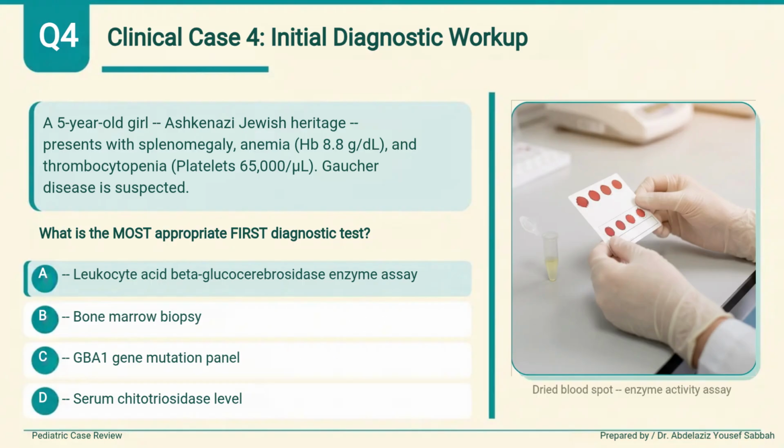Clinical Case 4. A 5-year-old girl of Ashkenazi Jewish heritage presents with splenomegaly, anemia with a hemoglobin of 8.8 grams per deciliter, and thrombocytopenia with platelets of 65,000 per microliter. Gaucher disease is suspected. What is the most appropriate first diagnostic test? Option A, leukocyte acid beta-glucocerebrosidase enzyme assay. Option B, bone marrow biopsy. Option C, GBA1 gene mutation panel. Option D, serum chitotriosidase level.